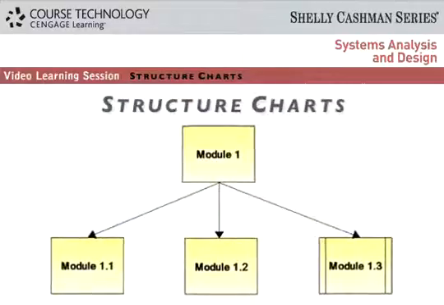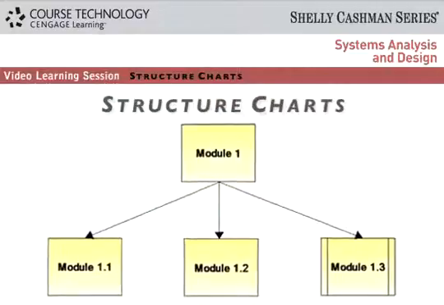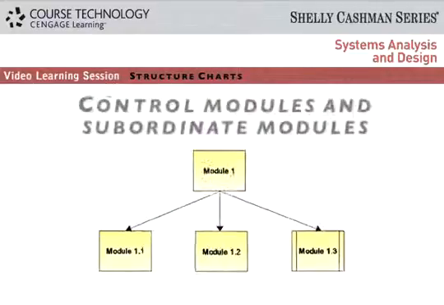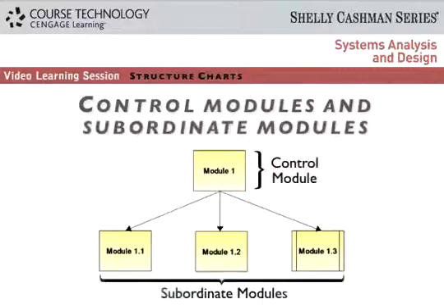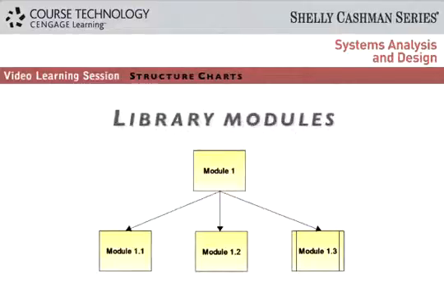A structure chart shows program modules as rectangles. Higher-level modules are called control modules because they direct the lower-level modules, which are called subordinate modules. The numbering system reflects the way the modules are organized. Library modules store code that can be used in more than one place. A library module has vertical lines at the edges.